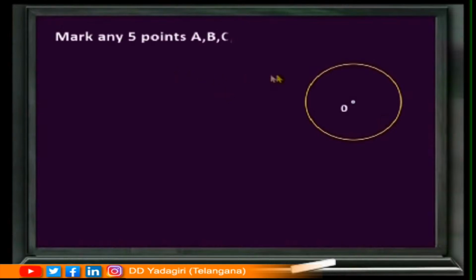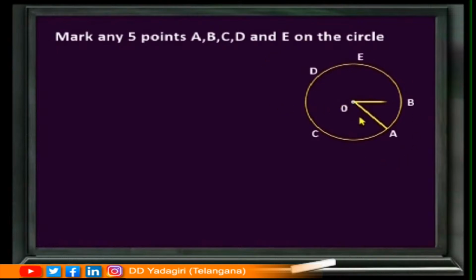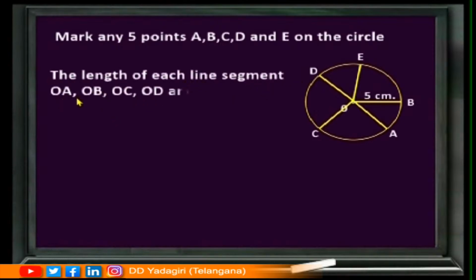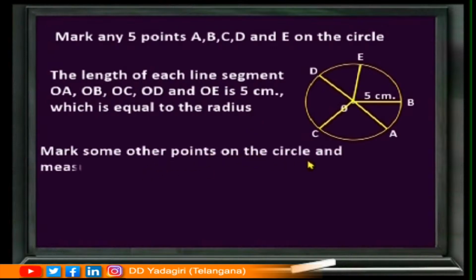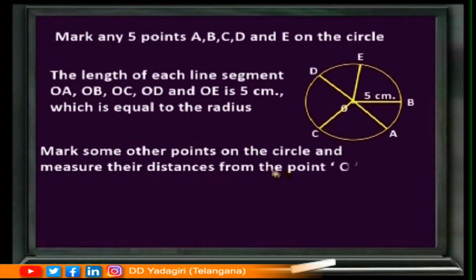Now, students, make any 5 points A, B, C, D, E on the circle. So, this is the circle, and the points are A, B, C, D, E. Join these points to O: OA, OB, OC, OD and OE. If you observe this, the length of every line is 5 centimeters. In fact, OA, OB, OC, OD, OE are radii of the circle. The length of each line segment is 5 centimeters, which is equal to the radius.